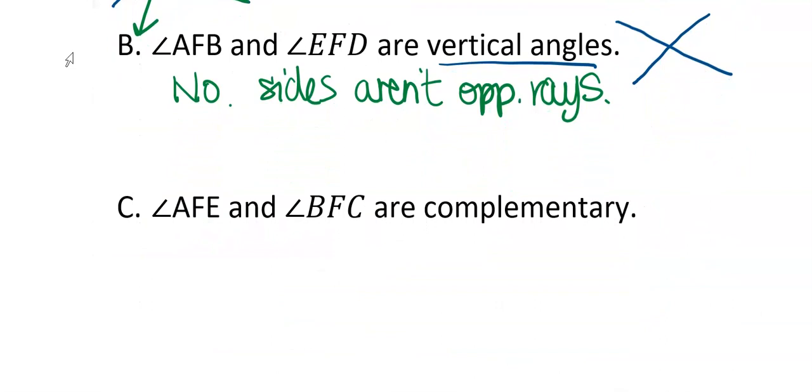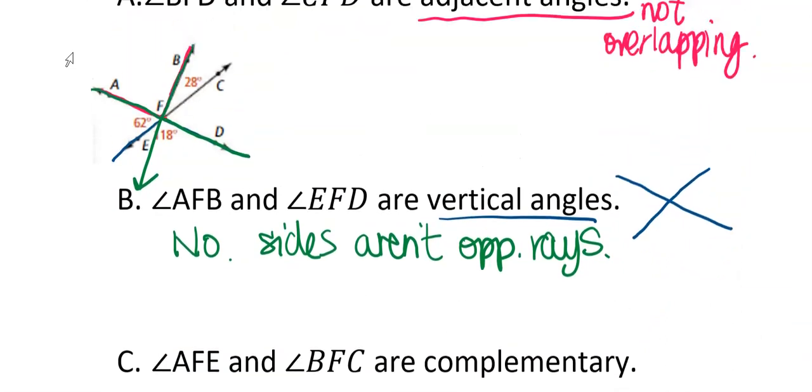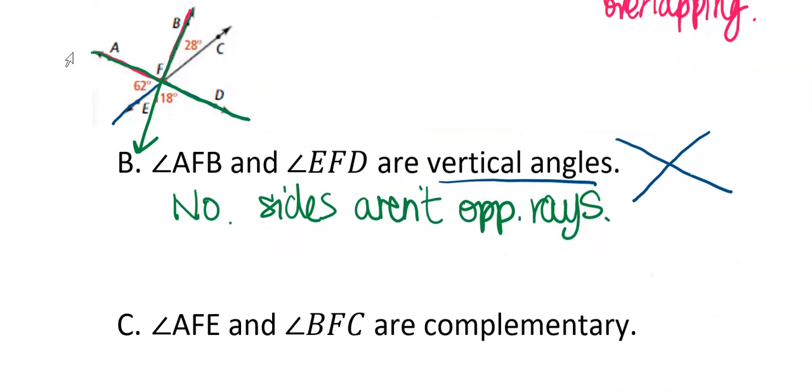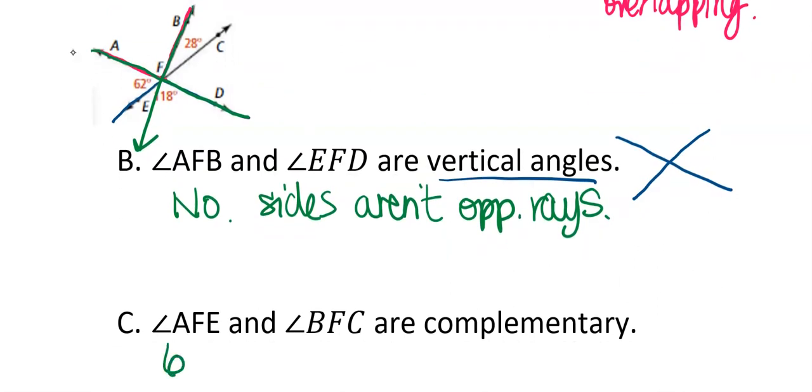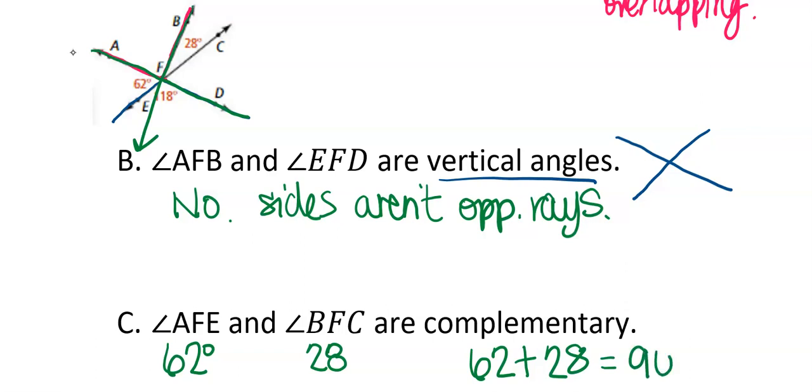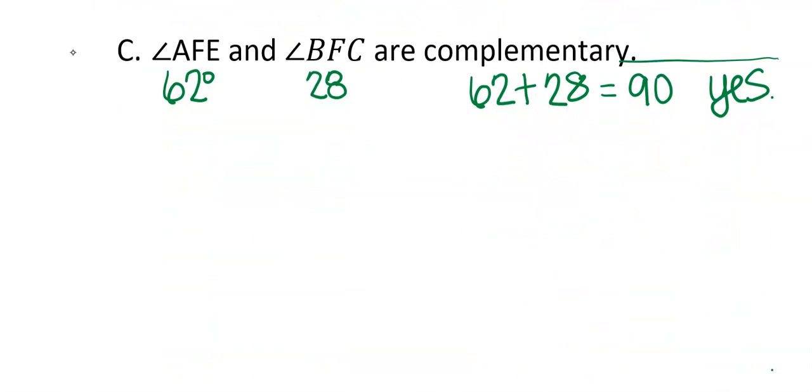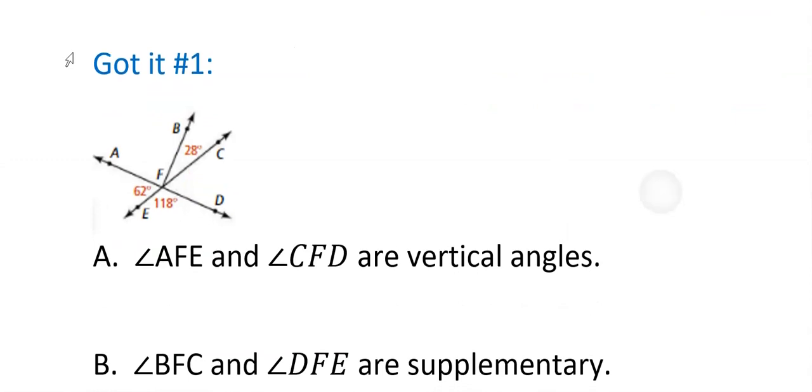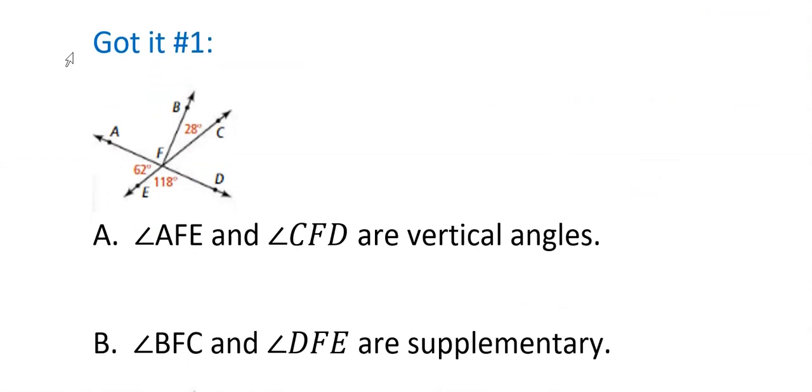How about AFE and BFC are complementary? So AFE is 62 degrees and BFC is 28 degrees. So we have to check, does 62 plus 28 equal 90? And yes, it does. So I'm going to say yes this time. You want to pause the video and work on Got It question number 1, and you can come back and check your answers.